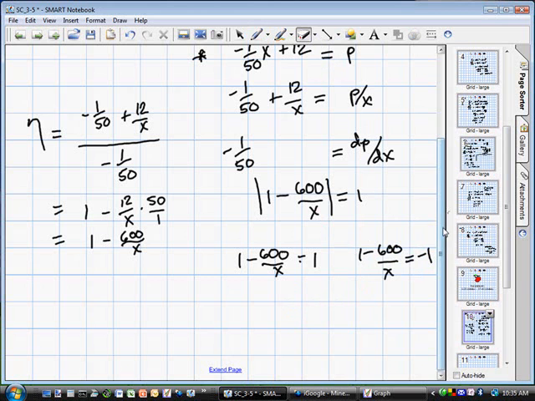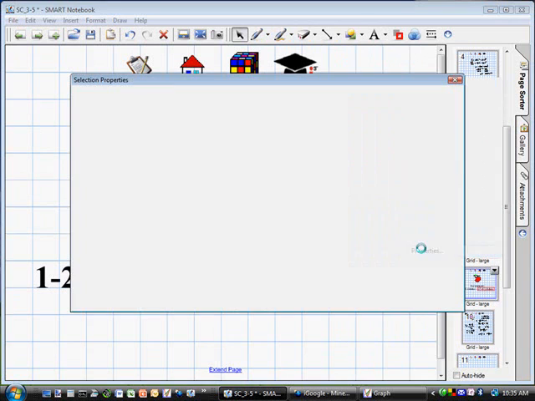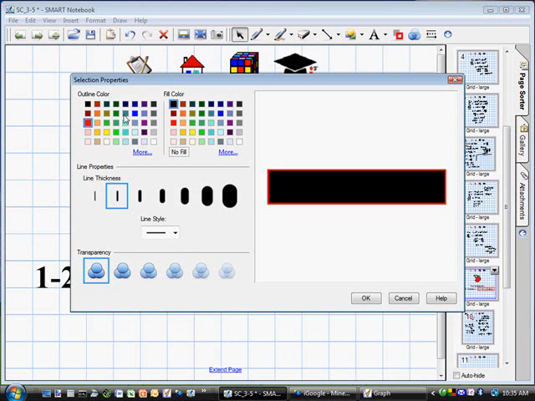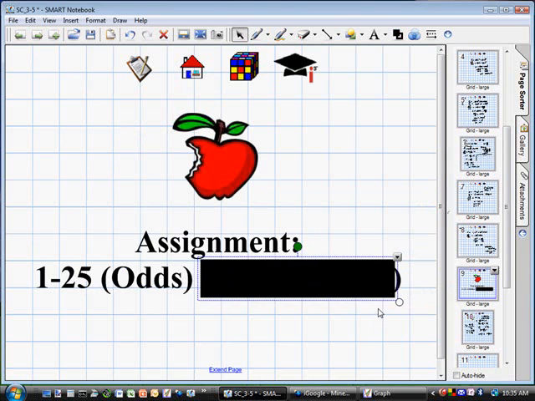So I think what we're going to do is I'm going to go back and change that assignment. Let's cross the second part off. There we go. So do 1 to 25 odds and then do that black rectangle.